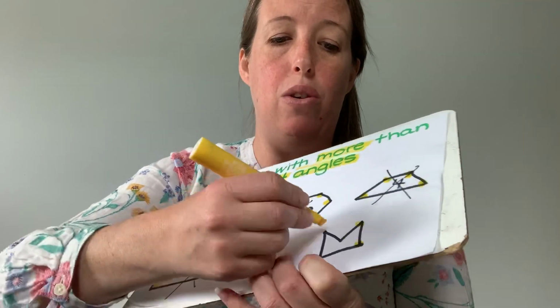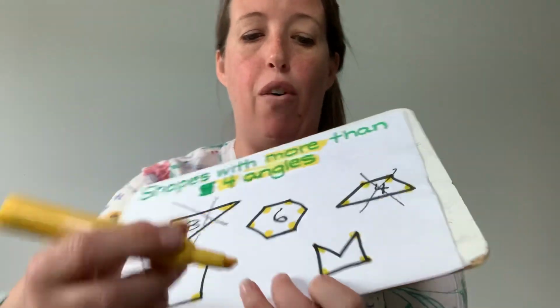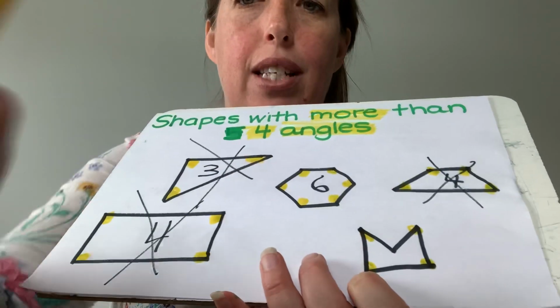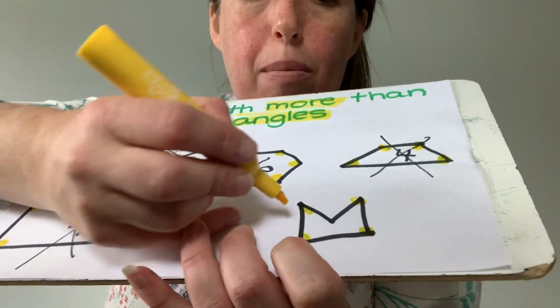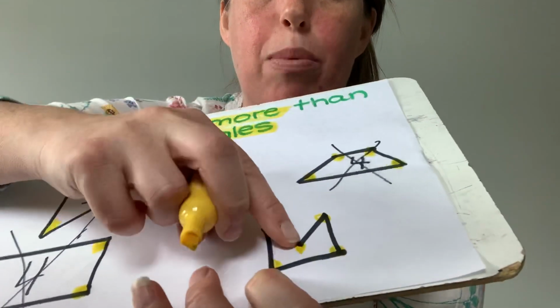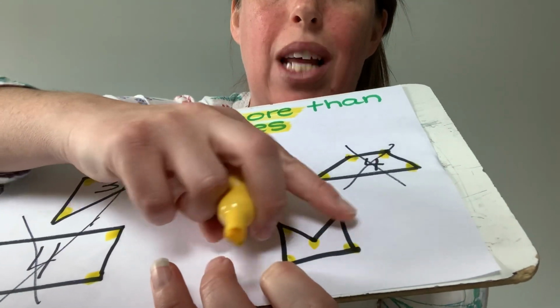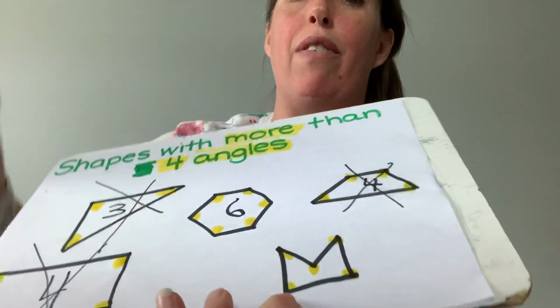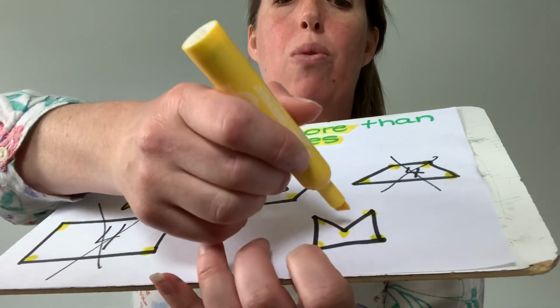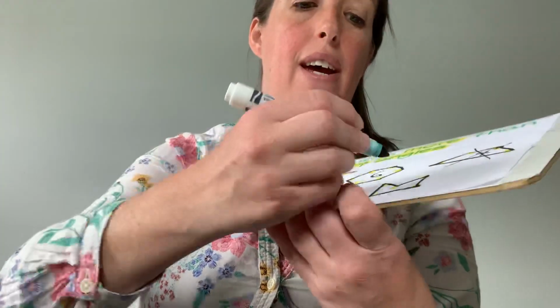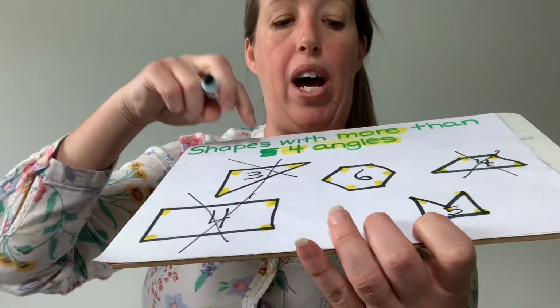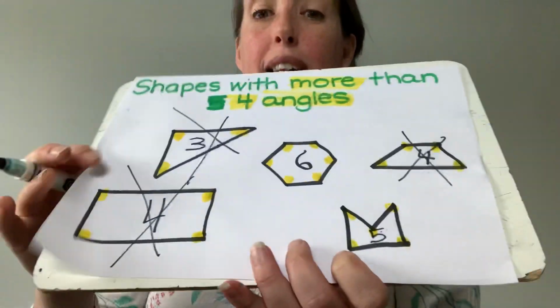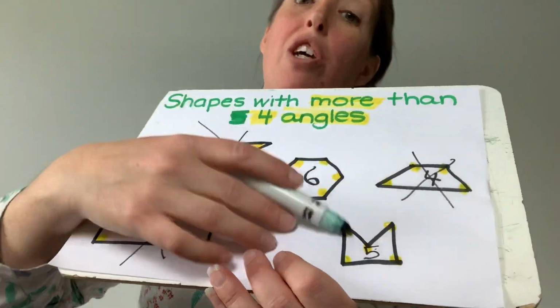Our last one. 1, 2, 3, 4. And this angle looks a little different, but it's still an angle because it's where a vertex is, or where 2 sides come together. It still makes an angle. These are all small angles. This is a very large angle. So 1, 2, 3, 4, 5 angles. Is 5 more than 4? Yes, so I'm gonna leave it. So I had 2 shapes here that fit my heading.